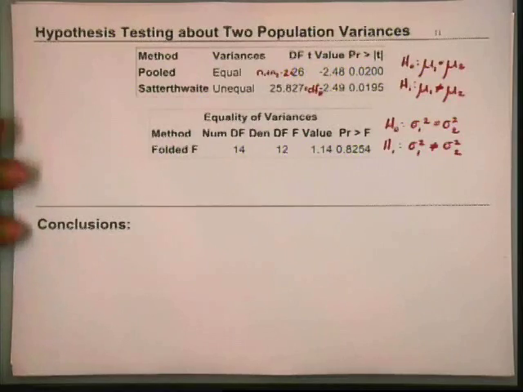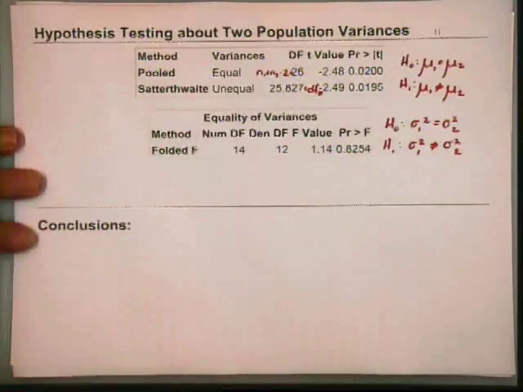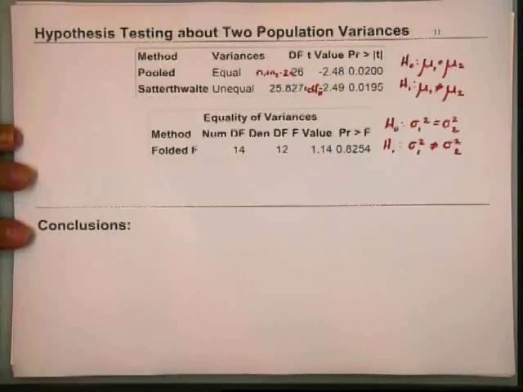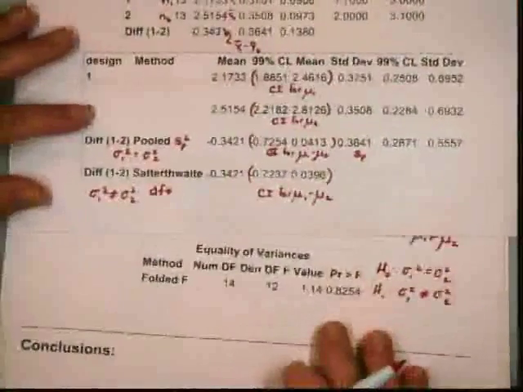Okay, so what's going on here? This folded F, what that means is that SAS went back, examined which sample variance was bigger and put that in the numerator. So the folded F just says we set this up to be a right side test, so we're checking things in the right side of the distribution. Now, how do you know which one it picked for the numerator, and which for the denominator? Let's go back one page, the printed page 10.